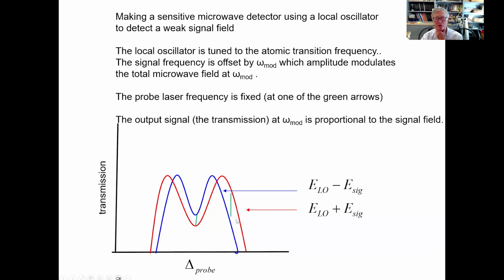So I have two choices. I could either set my probe laser here, or I could set it here. But in either case, you want to choose a case where you have the largest variation between these two. And so if I fix it there, let's say I put it here, I will in fact observe a signal that is this big from the addition of the signal microwave field. So this is one of the ways of doing this.